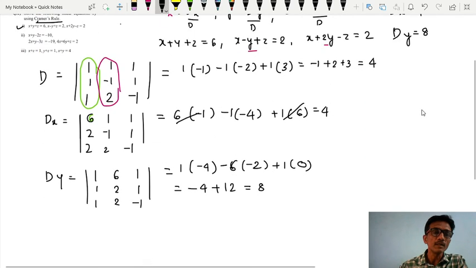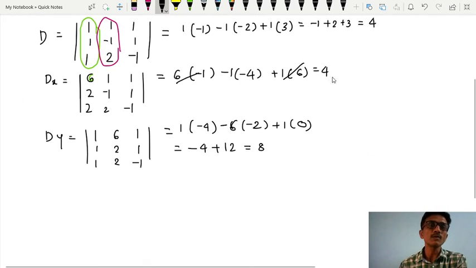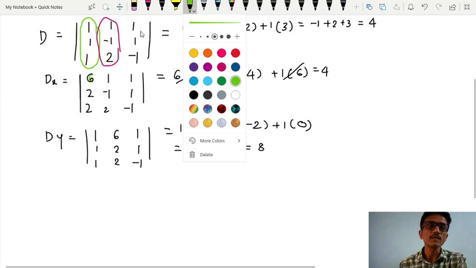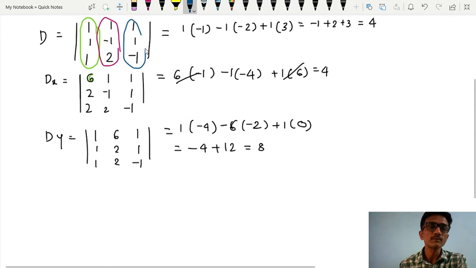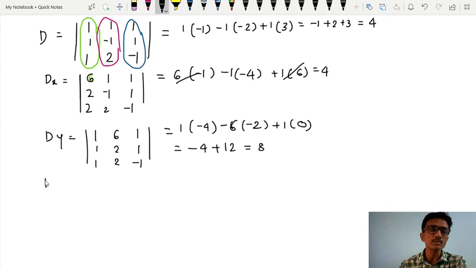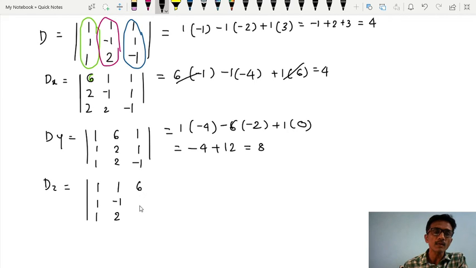Then after this, find Dz. So Dz is obtained from D by replacing the coefficients of z by constants. So you will get Dz as 1, 1, 1, then the second column 1, minus 1, 2, and the third column you have to replace by the constants, 6, 2, 2.